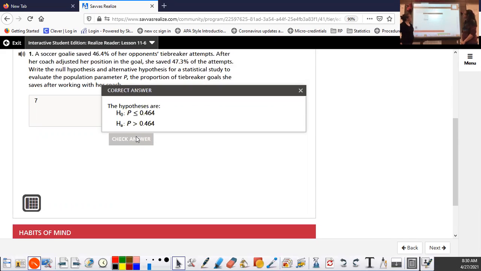So the null hypothesis is that the percentage is less than or equal to 46.4%. They wrote that as a decimal. And then the alternative hypothesis is that the percent was greater than the 46.4%.